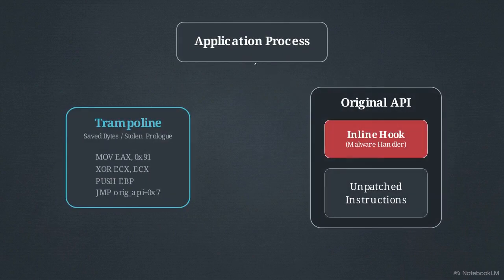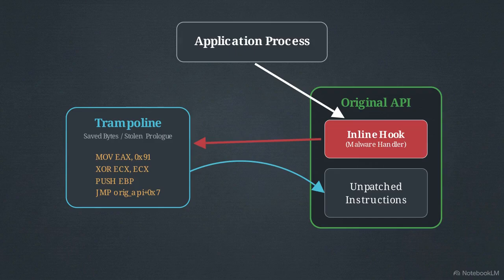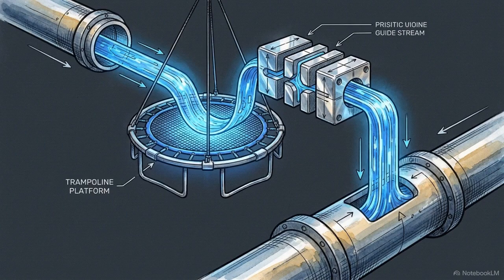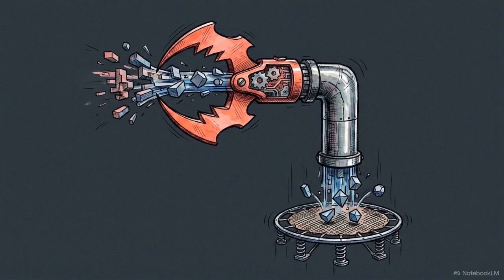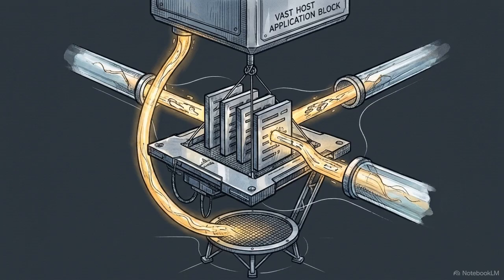Execution takes 3 steps. First, the application hits the hook. Second, the hook processes data and jumps to the trampoline, executing the saved bytes. Third, the trampoline jumps back to the unpatched remainder of the original API. By executing the stolen setup bytes in isolation, the trampoline preserves the original call stack and allows the system library to run normally. The trampoline mechanism allows malware to intercept the data and modify the system state, returning execution to the host while maintaining the appearance of normal operation.